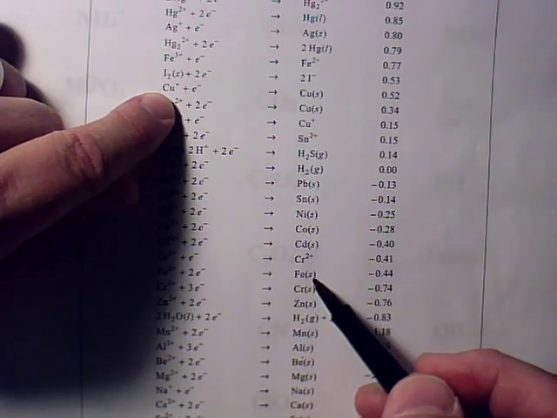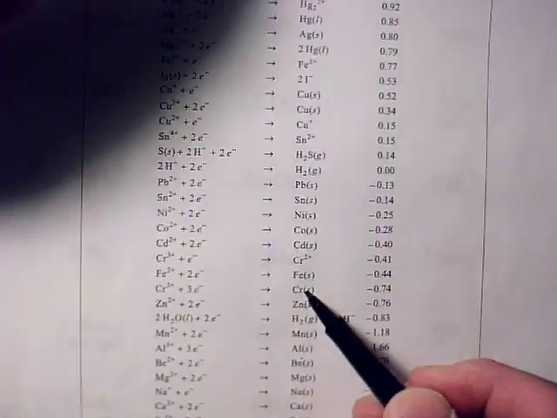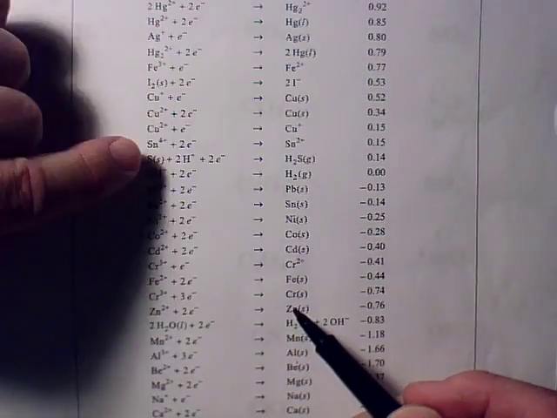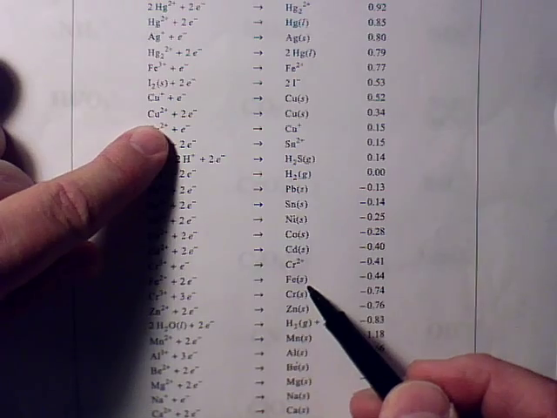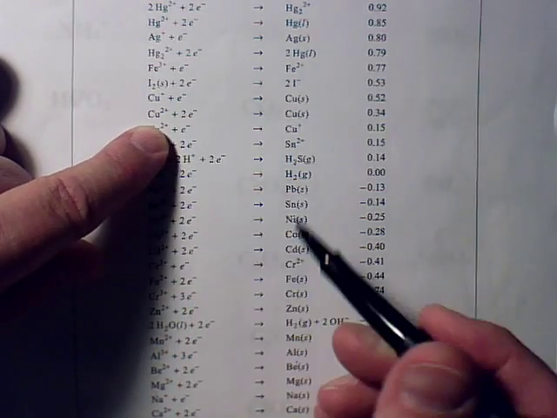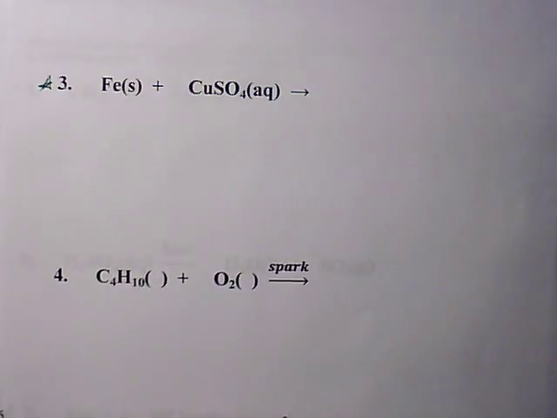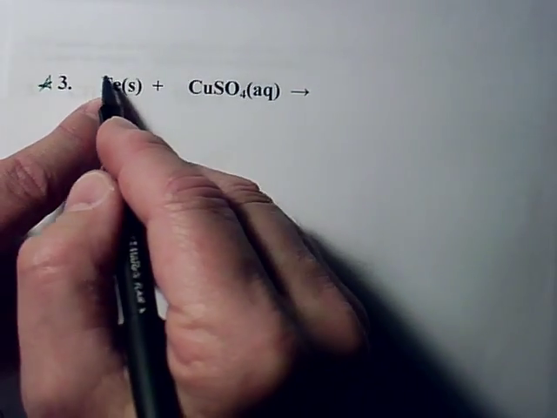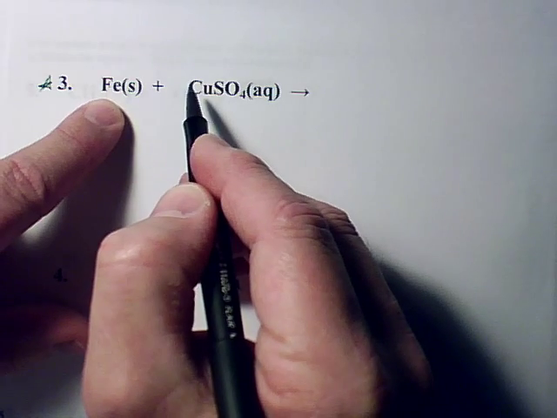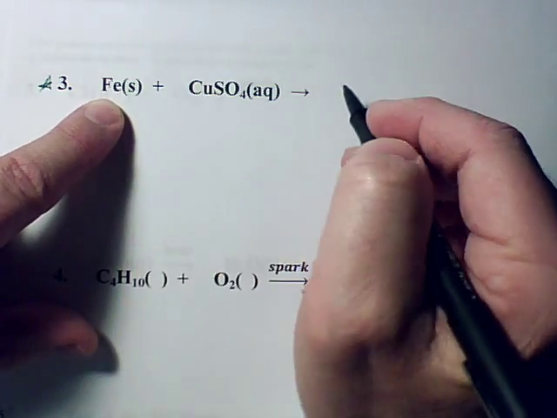So that means that iron is more active than copper, and this is copper 2, so that'll be this one right here. This iron is more active than this copper ion, so this iron will displace this copper 2. So the iron goes over here and knocks out the copper and joins up with the sulfate.